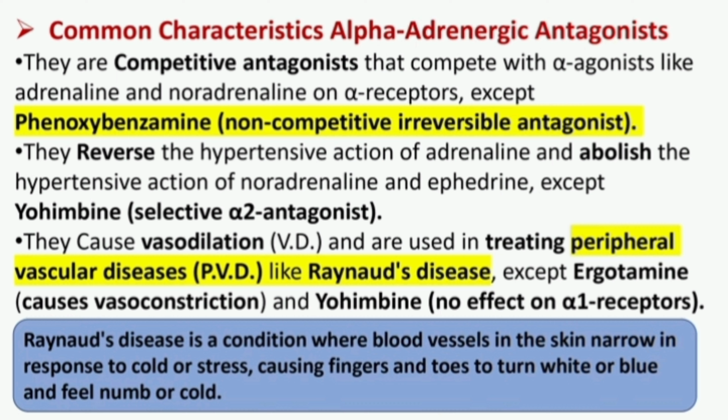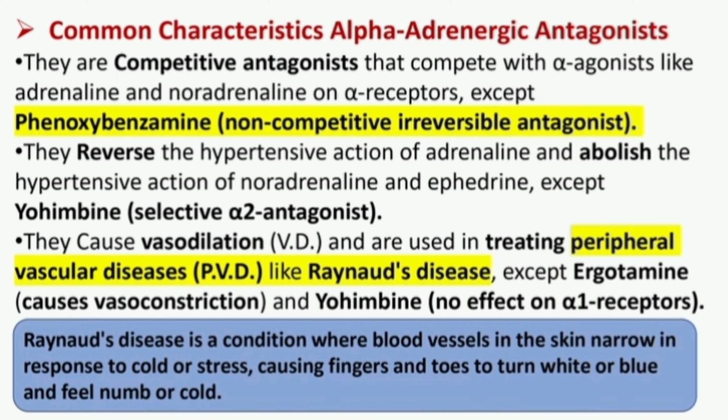Then what is Raynaud's disease? I just mentioned a short note for understanding what Raynaud's disease is. It's a condition where blood vessels in the skin narrow in response to cold or stress, and it causes fingers and toes to turn white or blue and feel numb or cold. This is called Raynaud's disease.